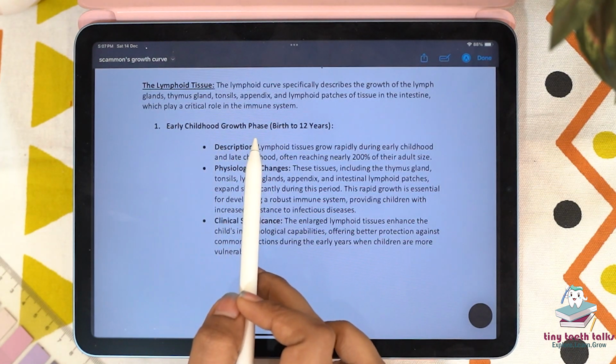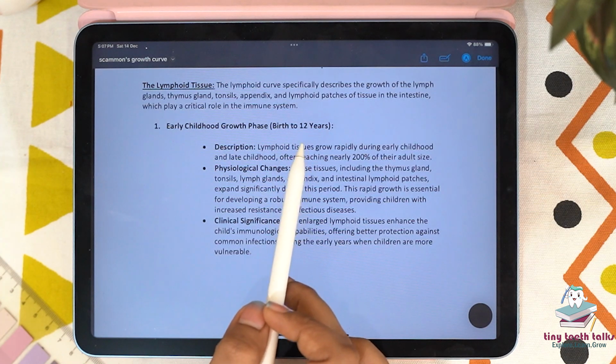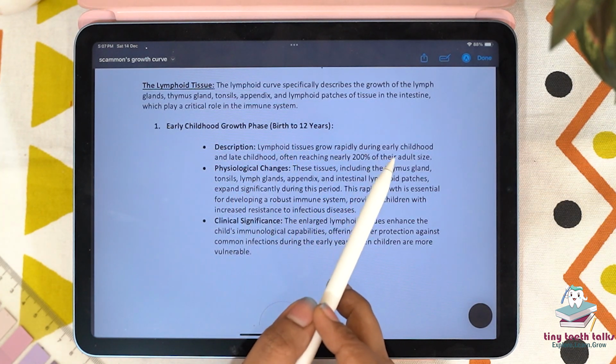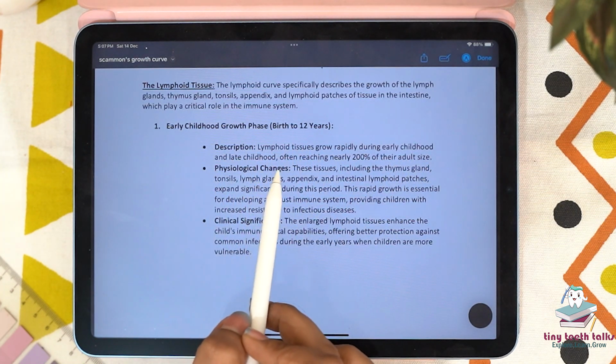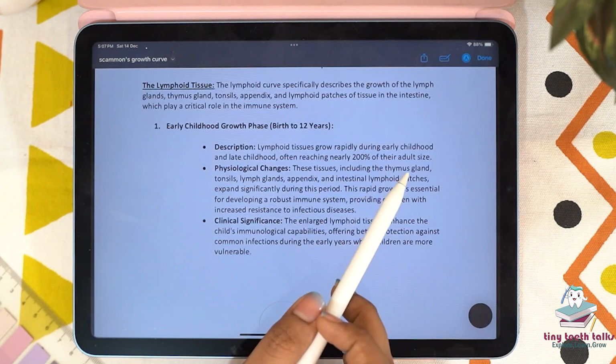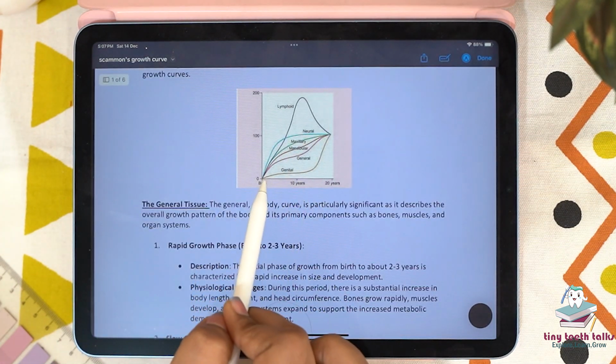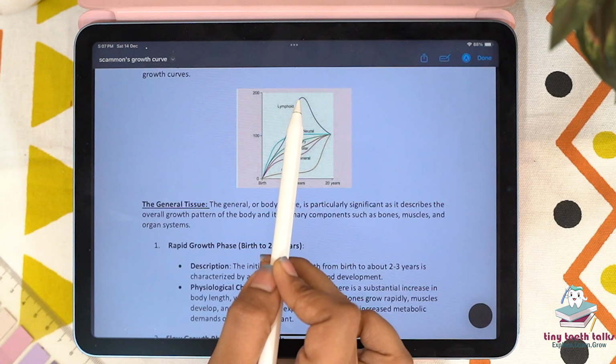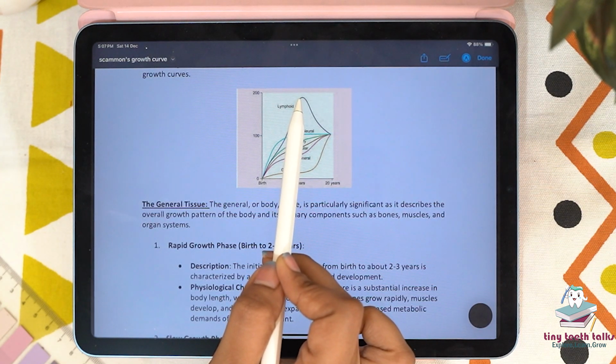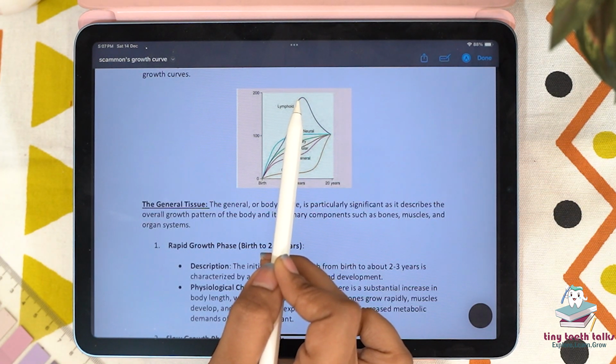First is the early childhood growth phase, which is birth to 12 years. Lymphoid tissue grows rapidly during the early childhood and late childhood, often reaching nearly 200% of their adult size. You can see here the lymphoid tissue, in the childhood or early adolescence phase, reaching its 200% of the adult size.